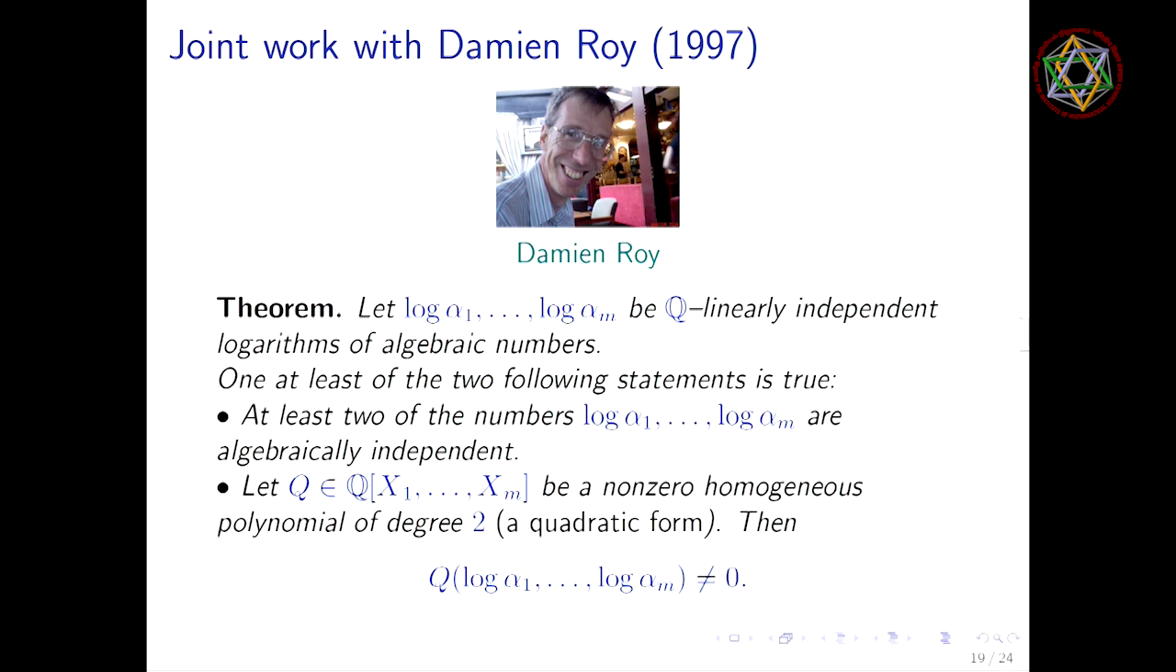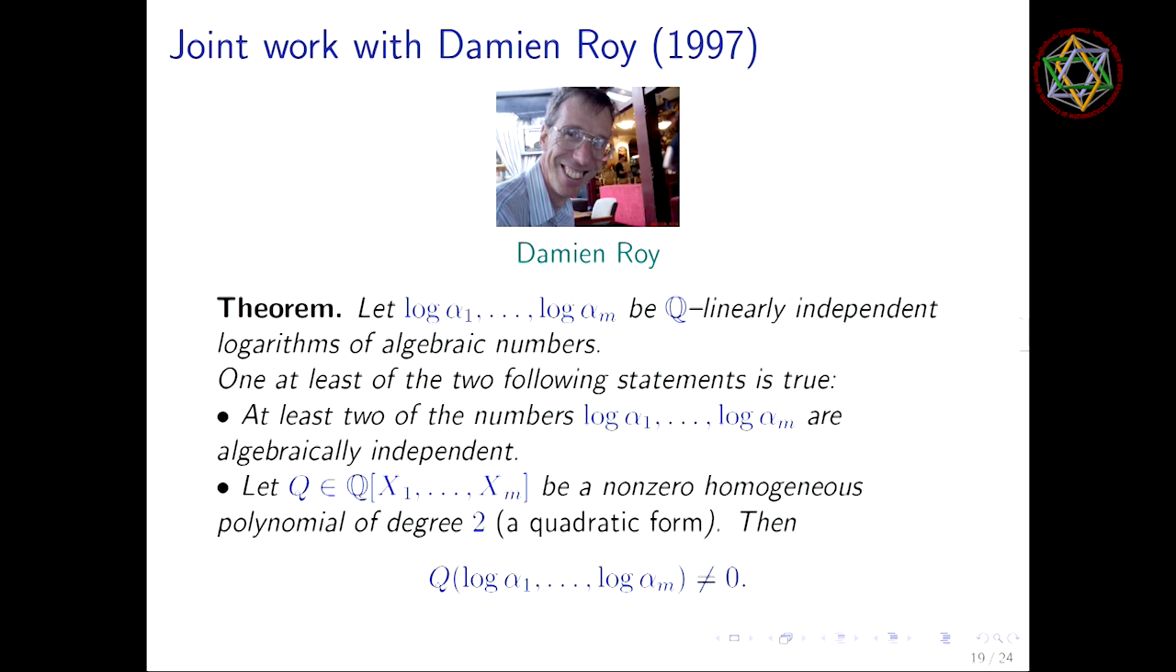And with Damien Roy, we have a partial result, which is that at least one of the two problems which I mentioned has a positive answer. We take logarithms of algebraic numbers which are linearly independent, and at least one of the two following statements is true.